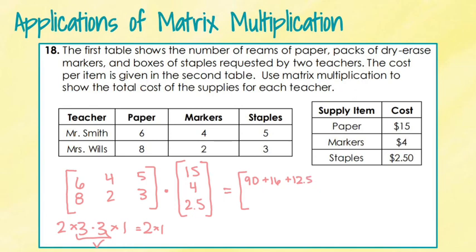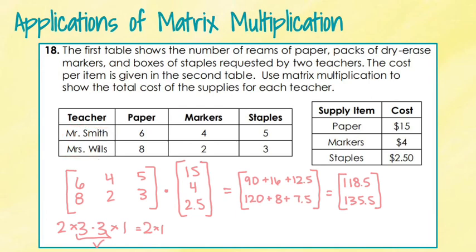So now to get row 2, column 1, we will do her paper times the cost of paper, which is $120. Then we will do her markers times the cost of markers, which is $8. And finally, her staples times the cost of staples is $7.50. And when we add each row, we're going to get 118.5 on the top and 135.5 on the bottom. And these still correspond to these teachers.